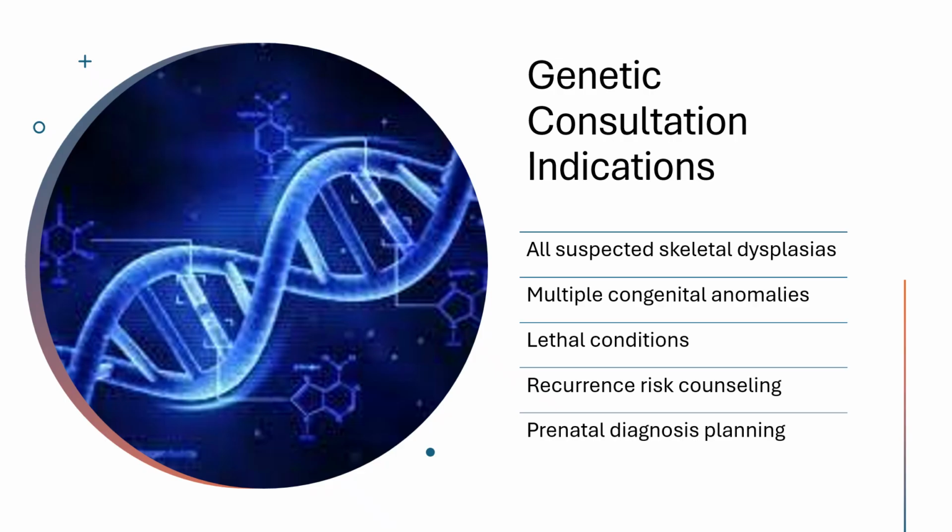All suspected skeletal dysplasias warrant genetic consultation because accurate diagnosis often requires specialized knowledge of the subtle differences between similar appearing conditions. While you might recognize that a baby has a skeletal dysplasia, distinguishing between conditions like different types of osteogenesis imperfecta or various short rib thoracic dysplasias requires the pattern recognition skills that genetic specialists develop through extensive experience with these rare conditions.